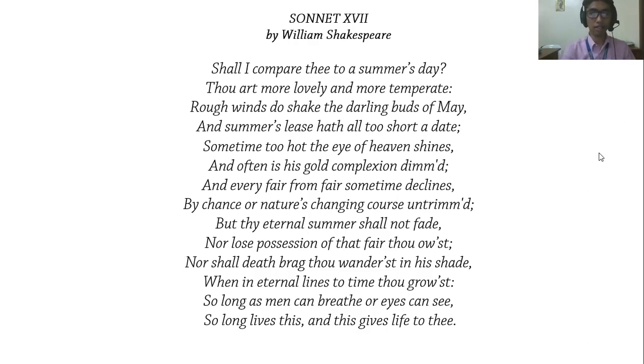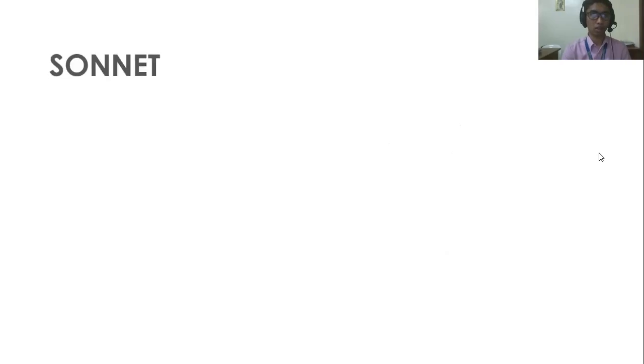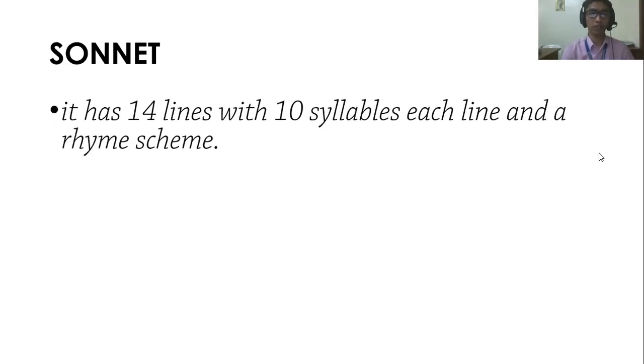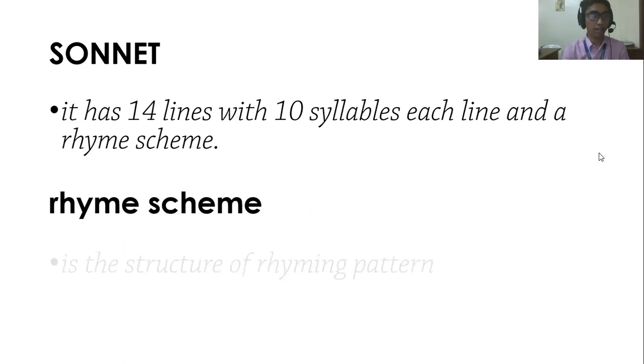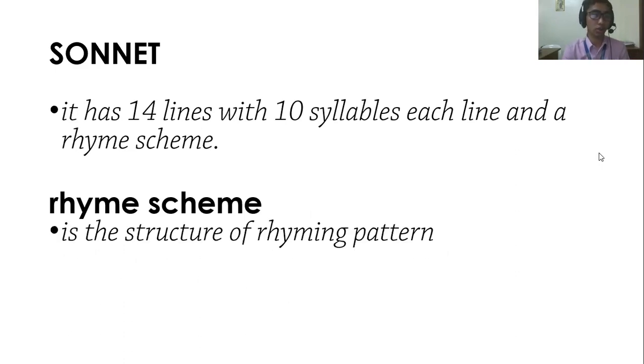Okay, that is Sonnet 18 by William Shakespeare. We'll not really deal with the content or the context of this sonnet, but rather we should study the important features of a sonnet. A sonnet has 14 lines with 10 syllables each line and a rhyme scheme. So there are 14 lines with 10 syllables each line or each verse, like what we have studied a while back. So what is a rhyme scheme? It is the structure of the rhyming pattern.